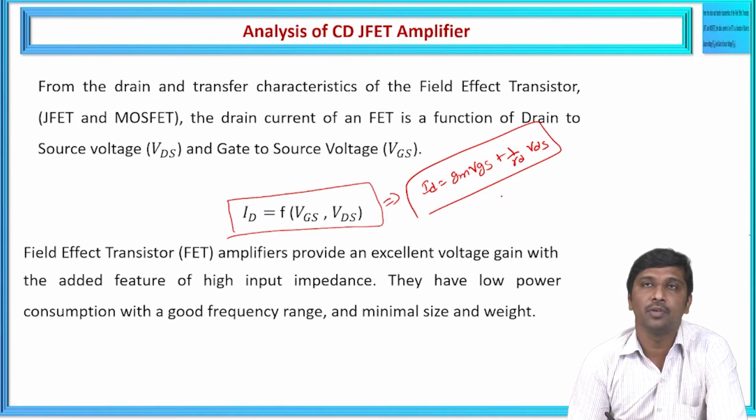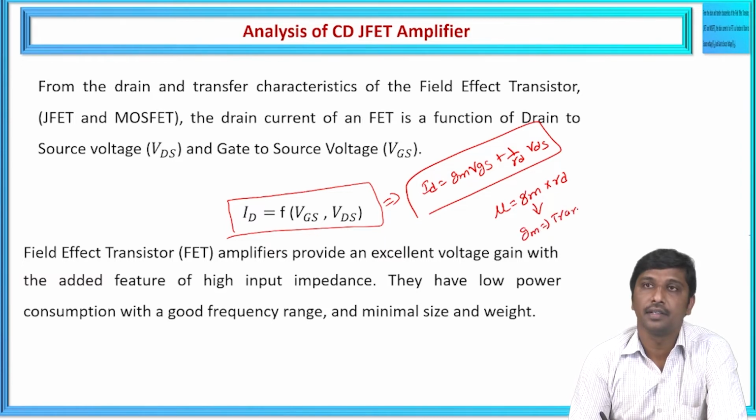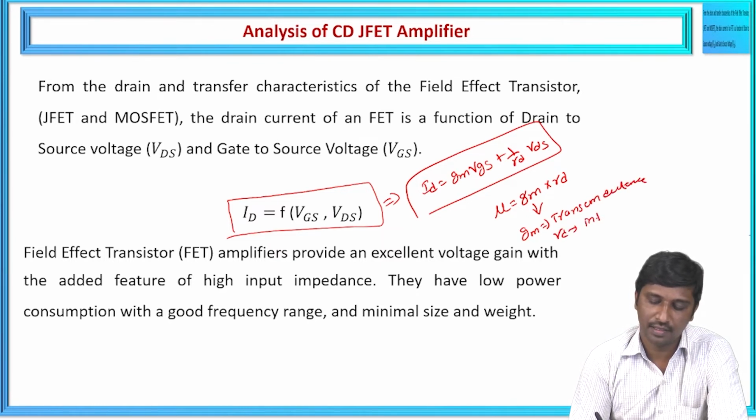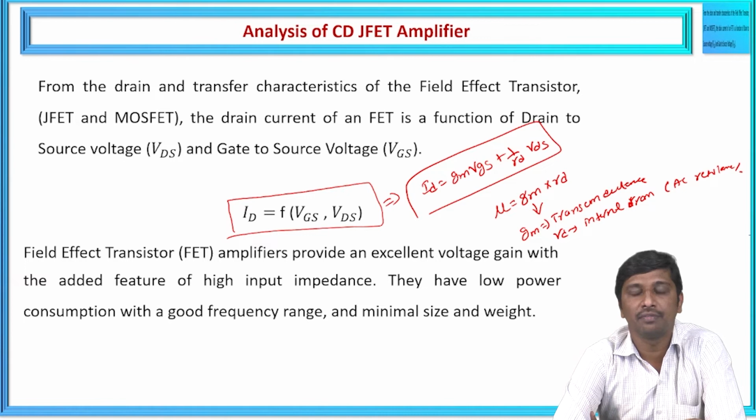Again, we know one more relation, the amplification factor in a FET, defined as mu equal to gm into rd, where gm is the transconductance, and the small rd is the internal drain resistance, also called the AC resistance. Generally, this internal drain resistance should be much larger than the external load resistance. We need to define it like that.